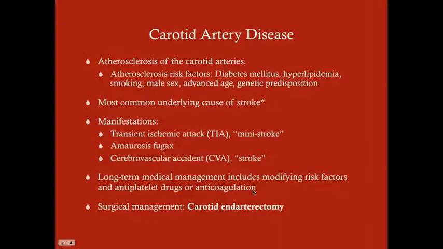Long-term medical management includes modifying risk factors. So the risk factors, diabetes mellitus, of course you'd want to have that under control. Hyperlipidemia, statins are useful, and then stop smoking. And then if that's not enough, then antiplatelet drugs or anticoagulation can be useful as well.